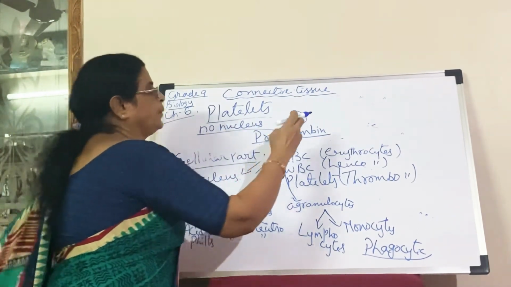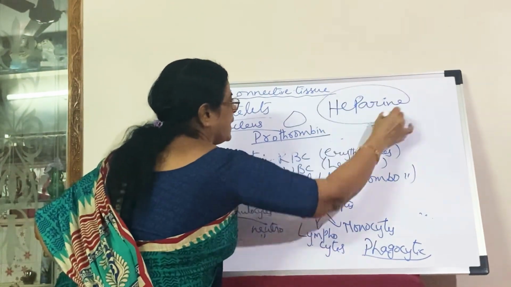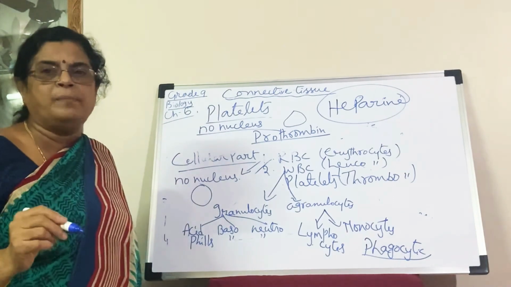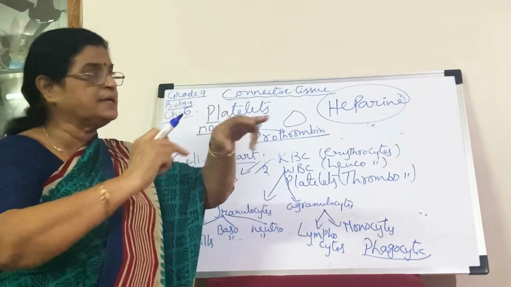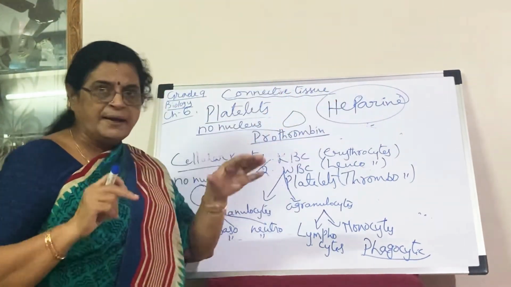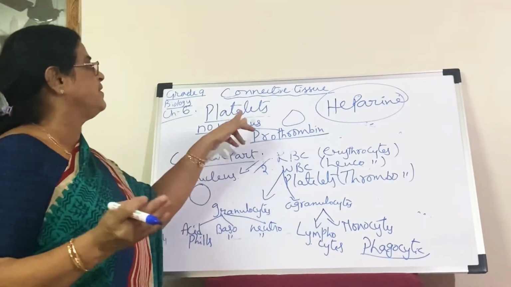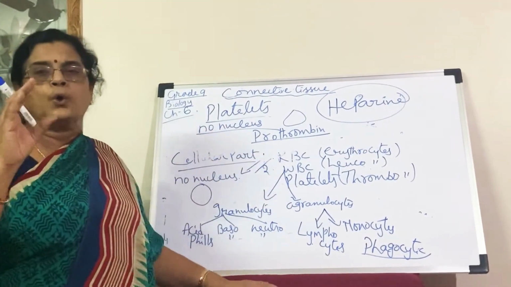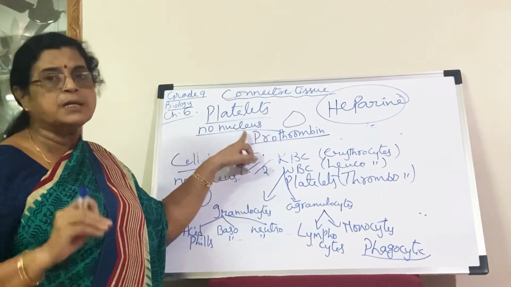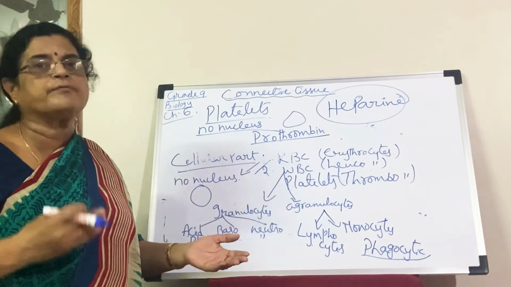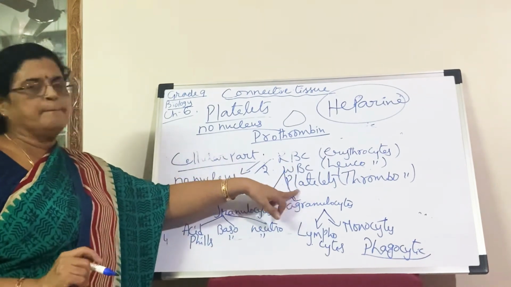There is another component called heparin. What it will do is prevent clotting of the blood inside the blood vessels. When the blood is flowing inside the blood vessels, heparin will prevent clotting of the blood inside the vessels. But when it comes out of the vessels, the prothrombin will help to clot the blood so that loss of the blood can be prevented. The platelets' function is clotting the blood when it comes out of the blood vessels. So here, RBC functions, WBC functions, platelet functions.